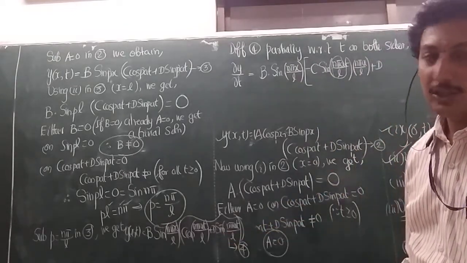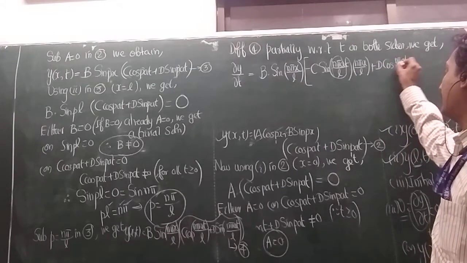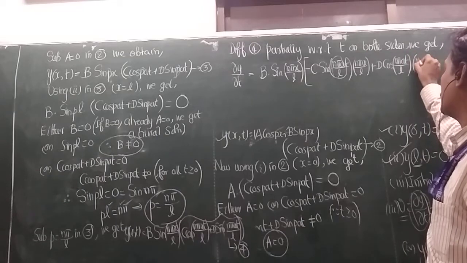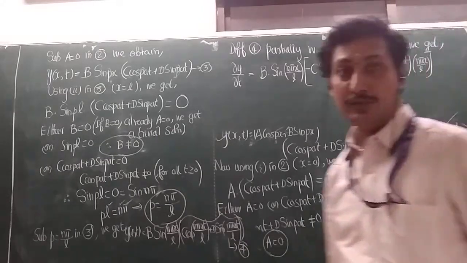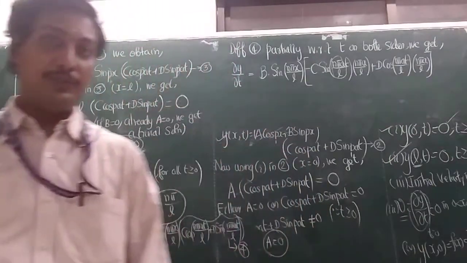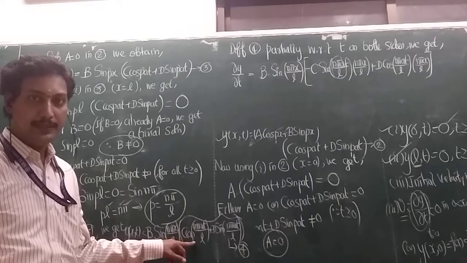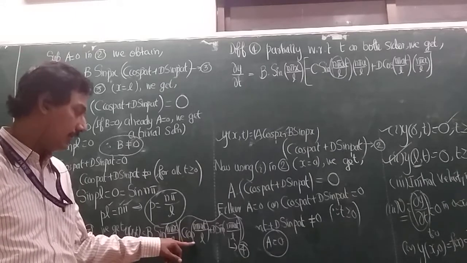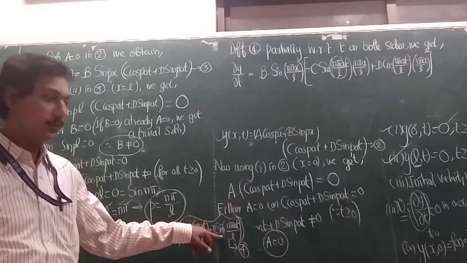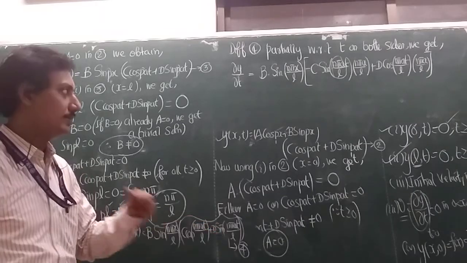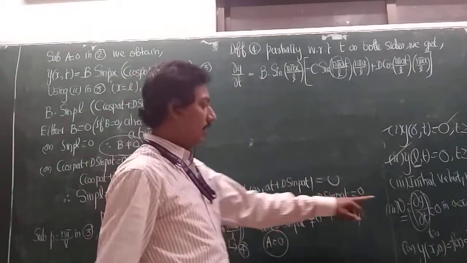Sin differentiation cos. So cos n pi a t by l, into the constant n pi a by l, by using the chain rule. Right, sir? With respect to t, cos becomes minus sin n pi a t by l into n pi a by l, plus d sin becomes cos n pi a t by l into n pi a by l. Got it? Right. Now, what is the third boundary condition?